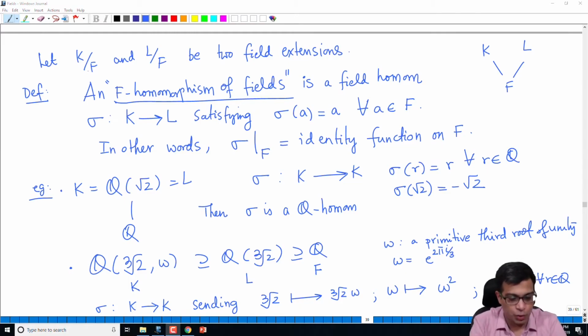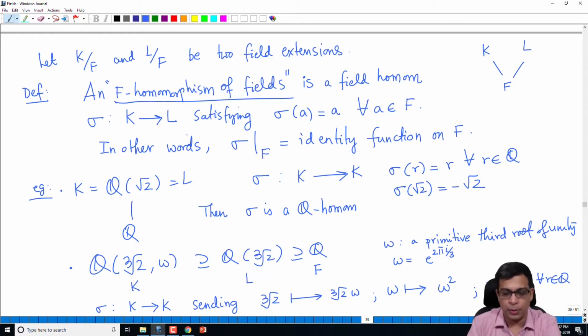So let us take two field extensions, K over F and L over F. So the base field is the same, and we have two fields above it, K and L. There is no containment among K and L, so K and L are just field extensions of F. An F homomorphism of fields between K and L is a field homomorphism. It's not merely a field homomorphism, but it has an additional property that it fixes every element of F.